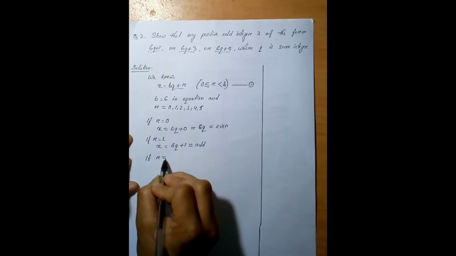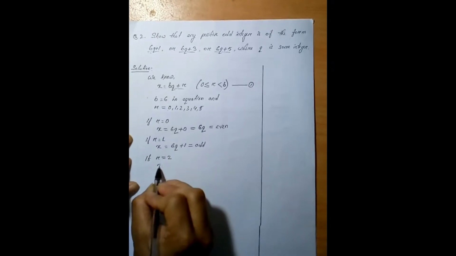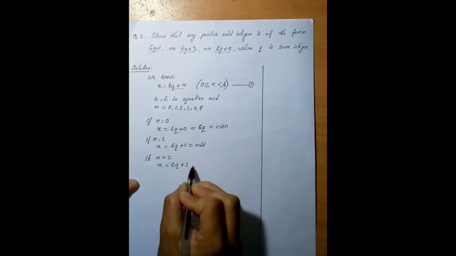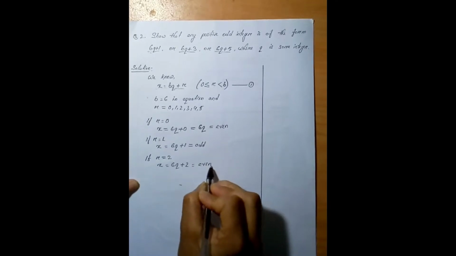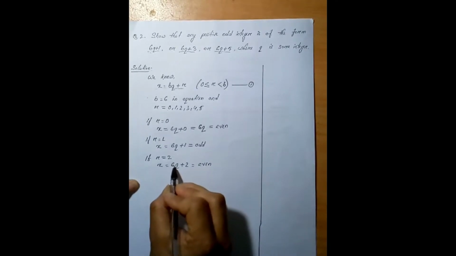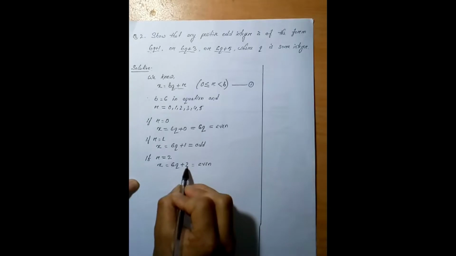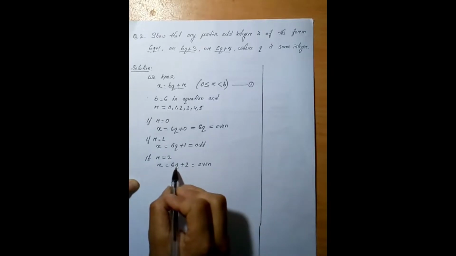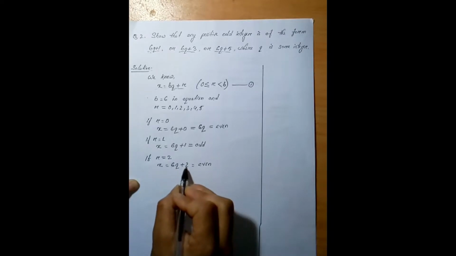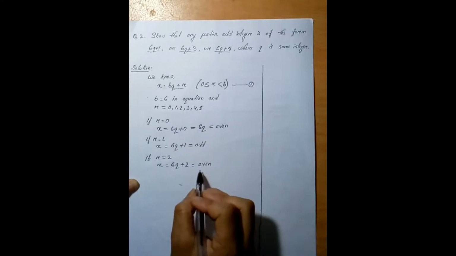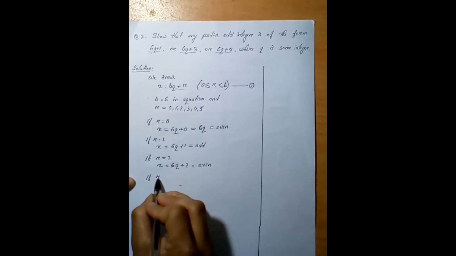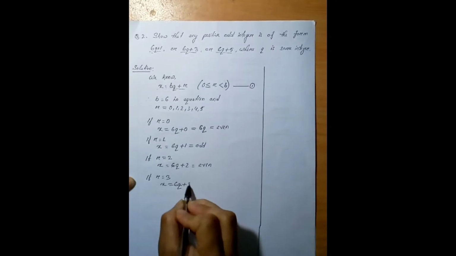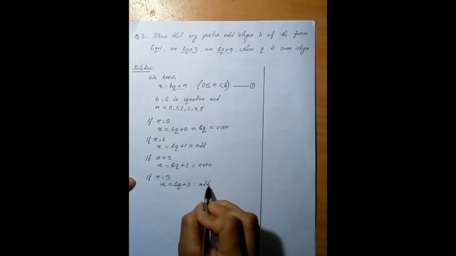If we keep r equal to 2, x equals 6q plus 2, we will get an even number. We can check it out. 6 ones are 6 plus 2, then it will be 8, which is even. 6 into 0 is 0, plus 2 will be 2, an even number. Similarly, r equal to 3, x equal to 6q plus 3, we will find an odd number.